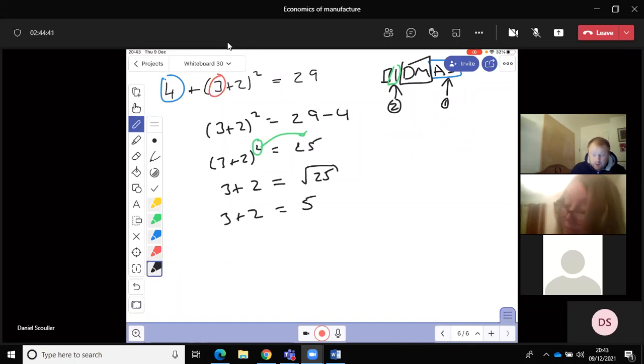So we're still balanced on each side. Then we're left with what's inside the bracket. Similar to what we've done before, take that 2 across, and it leaves us with that 3.